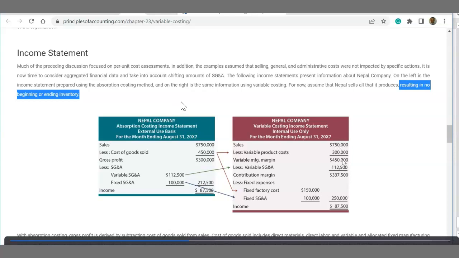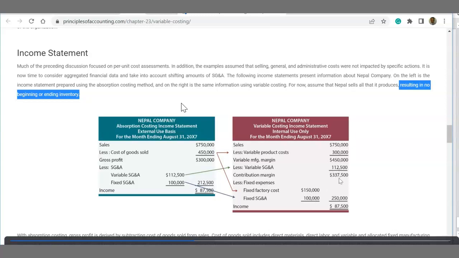So as you see, we have variable manufacturing margin of 450, very important. And then less variable selling and administrative expense gives us the contribution margin of 337. Below contribution margin, they are all fixed expenses, including factory fixed overhead and fixed selling and administrative.